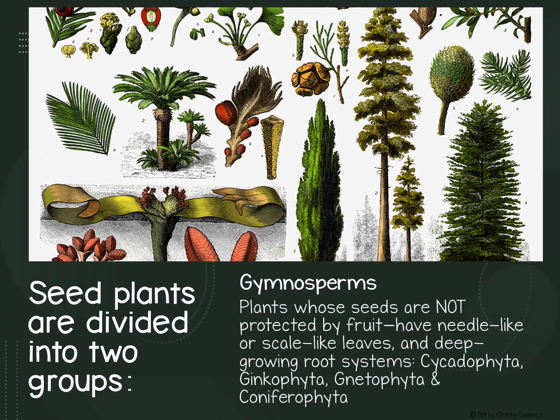Seed plants can be categorized into two different groups, gymnosperms and angiosperms. A gymnosperm is a seed plant that produces naked seeds, and they're called naked seeds because they are not enclosed by protective fruit. Many gymnosperms also have needle-like or scale-like leaves along with deep growing root systems. Gymnosperms are among the oldest type of seed plant. According to the fossil record, gymnosperms appeared on Earth about 360 million years ago.